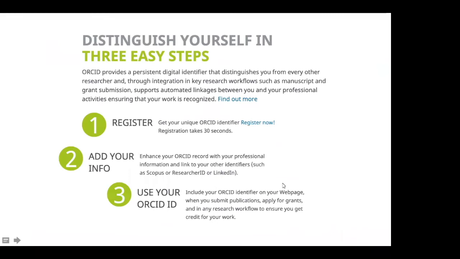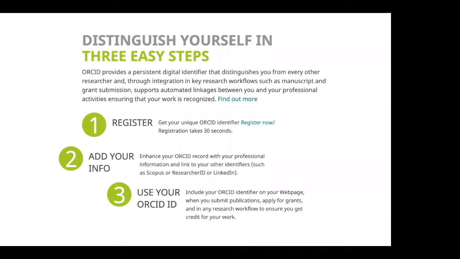Basically then, it's a persistent digital identifier that distinguishes you from every other researcher. Register, add your info, and then start using your ORCID ID. Imagine in the UK, where I'm from, lots of people are called Smith. That's a very common last name in England. Lots of researchers with the last name Smith. How am I going to find the right John Smith when I'm searching through all of the literature? Well, I can do that using John Smith's ORCID ID.